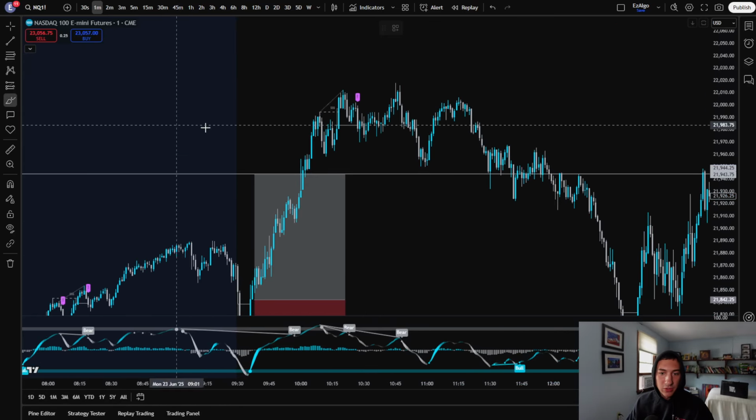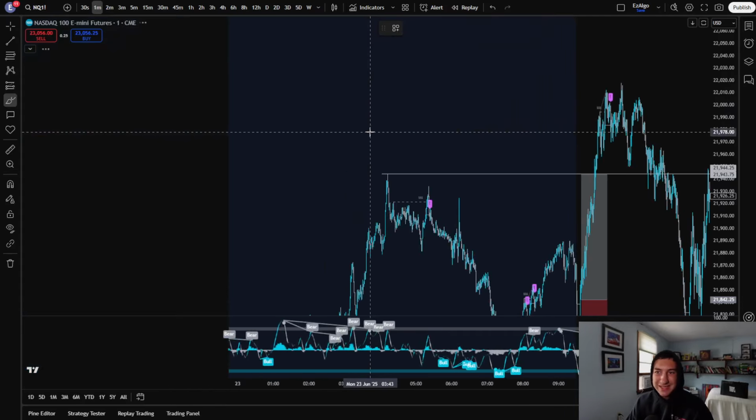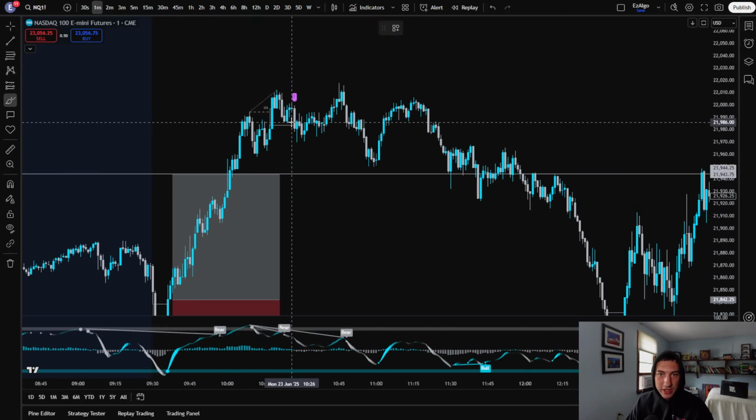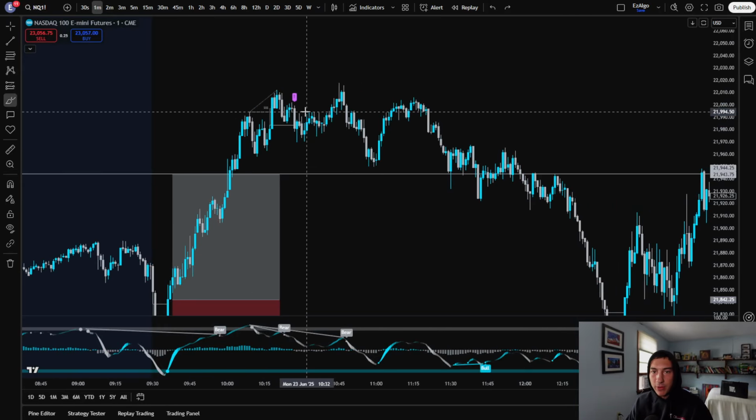Again, we have a sell signal right here with bearish momentum. This isn't a sweep of any sort of external liquidity. This was a sweep of an internal liquidity point. So again, this trade would not be valid in my opinion.